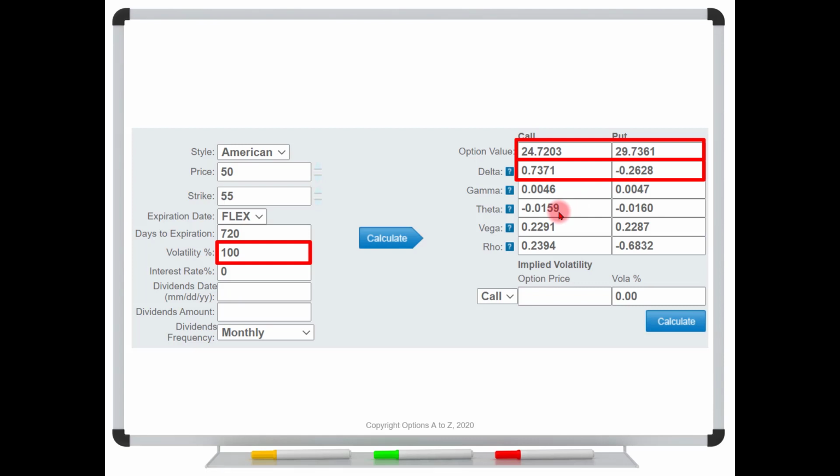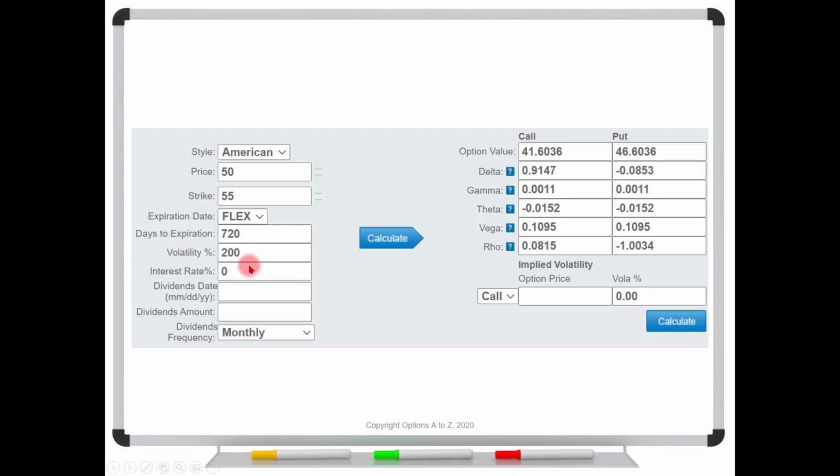But again, that's only going to be up to a point. Increase the volatility some more. We go to 200 volatility, option prices rise. Look at your deltas now, 91 on the call and only 8 on the put. Look at your thetas now, starting to drop just a little bit. We were at 0.0159, now we're at 0.0152.